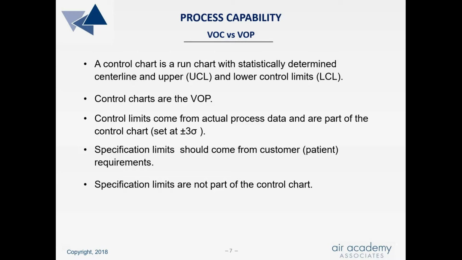A control chart is a run chart with statistically determined center line and upper control limits and lower control limits. Control charts are the voice of the process. Control limits come from actual process data and are part of the control chart. They are set at plus or minus 3 times standard deviation. Specification limits should come from the customer or patient requirements. Specification limits are not part of the control chart.